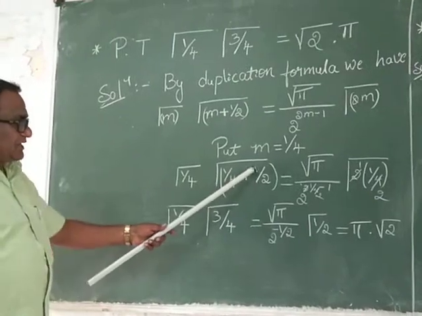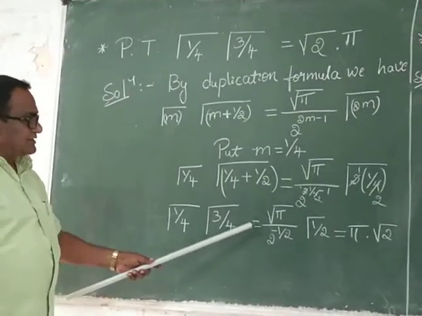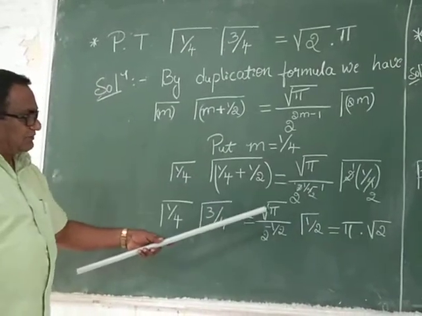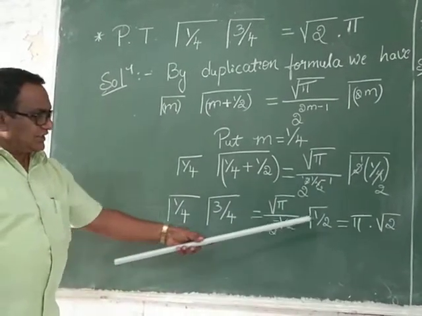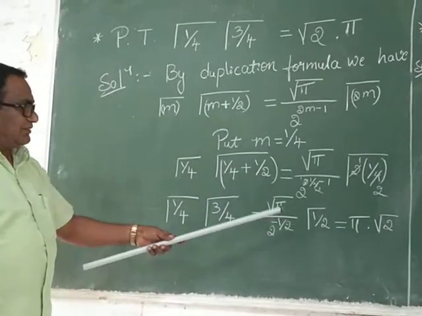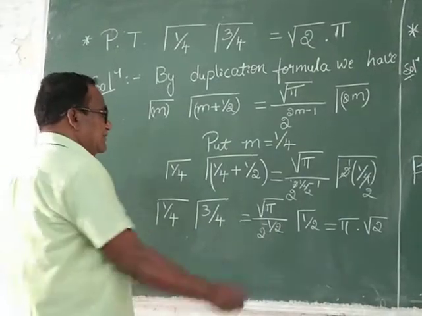Now gamma of 1/4 plus 1/2, that is gamma of 3/4, is equal to root pi divided by 2 to the power half minus 1, which is minus half, into gamma half.